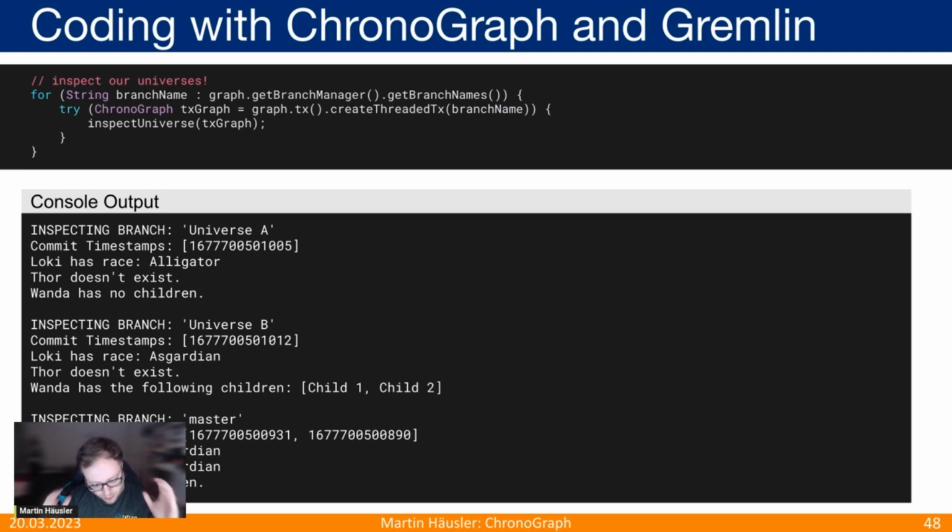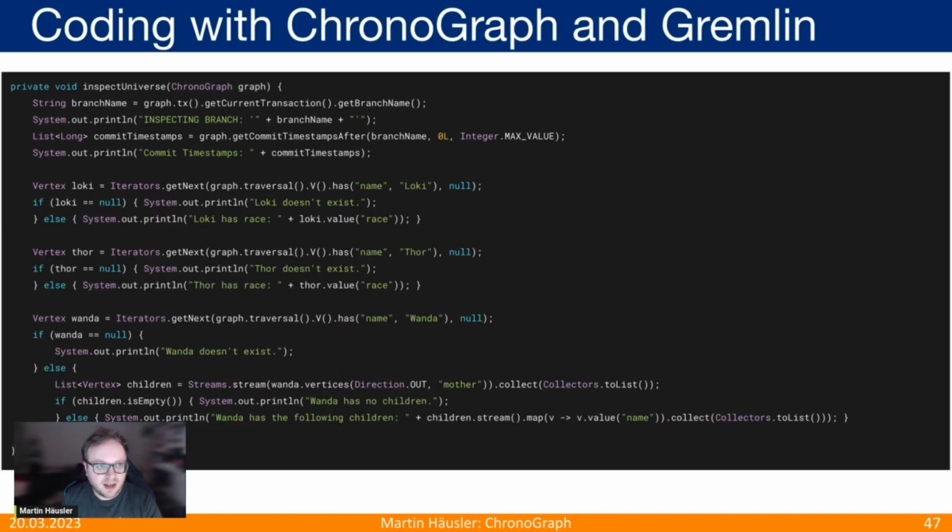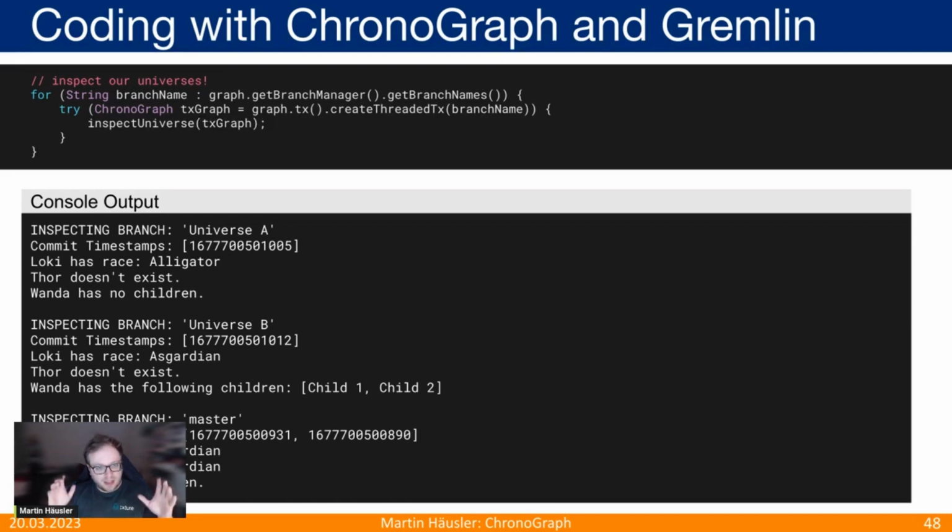So you really have the full spectrum of graph analysis capabilities that Gremlin provides available to you in the context of branching, in the context of version control. And in the master branch, finally, Loki is an Asgardian, 4 is an Asgardian, and Wanda has no children. If we check back, Wanda's children were added on universe B, and Loki is an alligator on A. So it only makes sense that on the main branch, on master, Loki and 4 exist. They are Asgardians, and Wanda is a human without children. So that's the gist of it, right? That's the gist of branching.